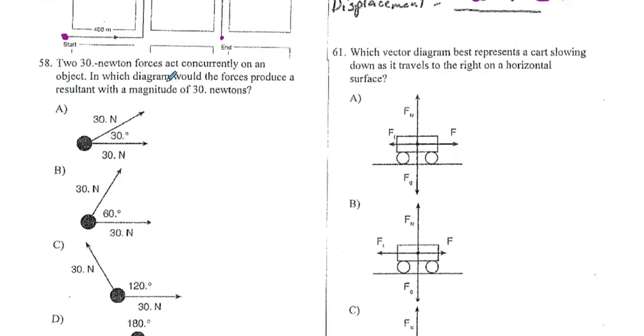All right, two 30 Newton forces act concurrently on an object. In which diagram would the forces produce a resultant with a magnitude of 30 newtons? So if I wanted to figure out which one of these I would get a resultant of 30 newtons, what I could do is simply draw these arrows tip to tail. So I'm going to copy this one. I'm going to copy this one. Now we don't really need to do this with a ruler and protractor, but we notice that this line is longer than the other two. Similarly, if I copy the other vector here, you'll notice that the resultant is longer than the individuals.